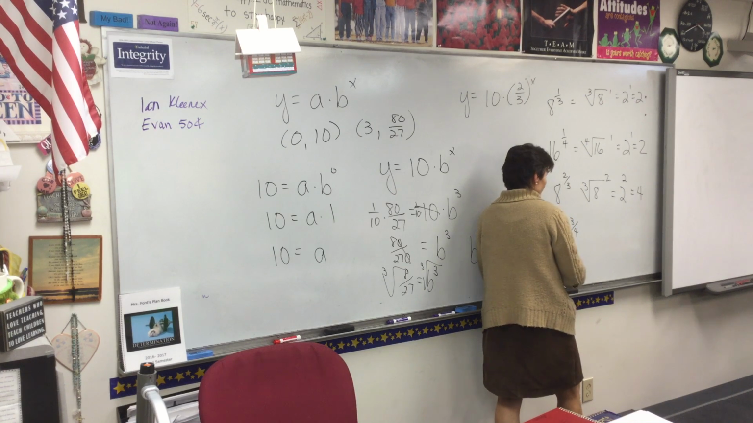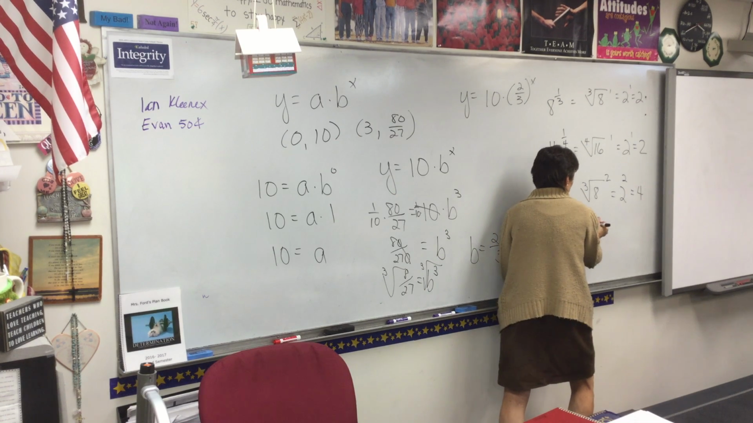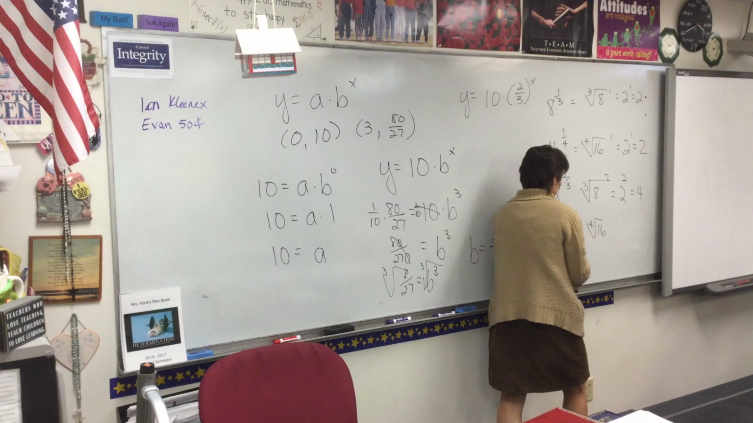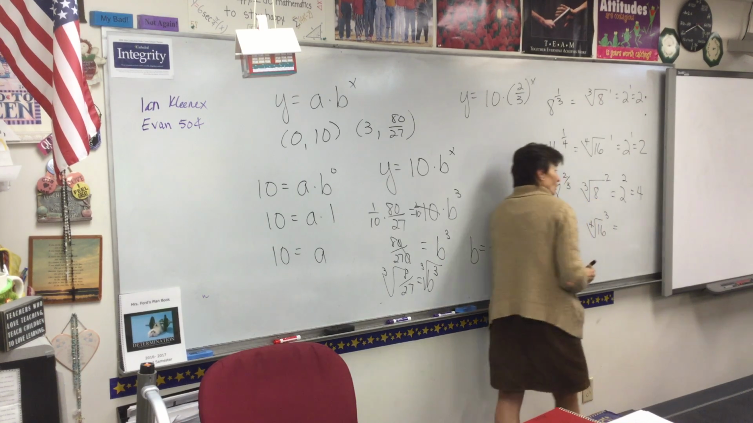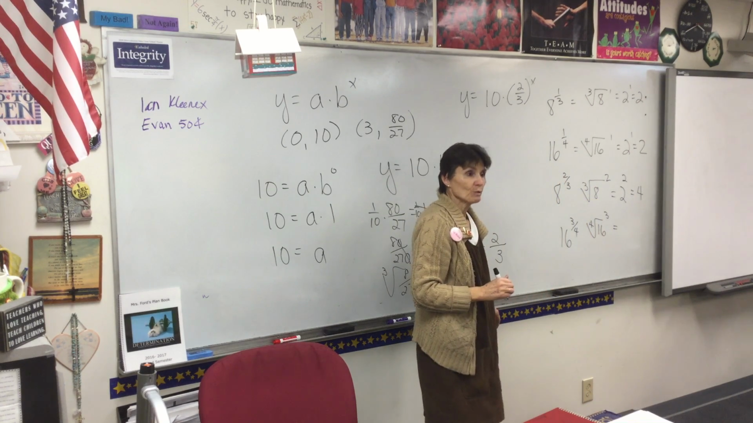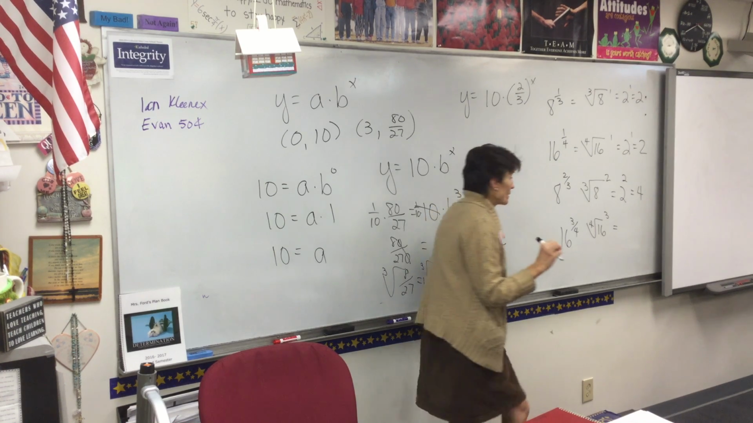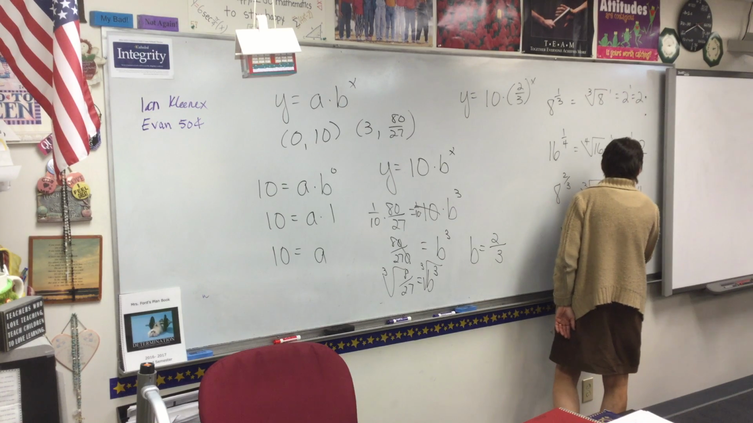So what does this one say? 16 to the 4th root of 16 to the 3rd power. Well, what's the 4th root of 16? 2. So 2 cubed is 8.